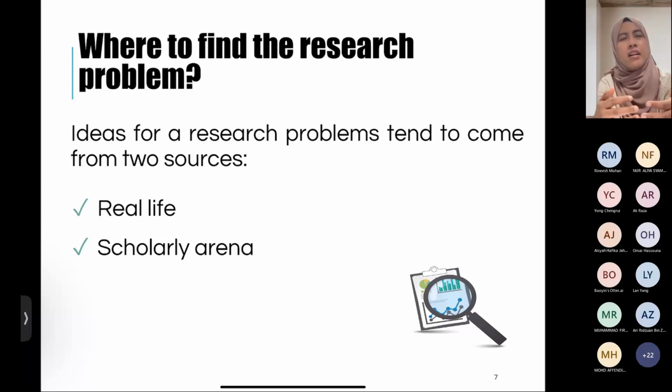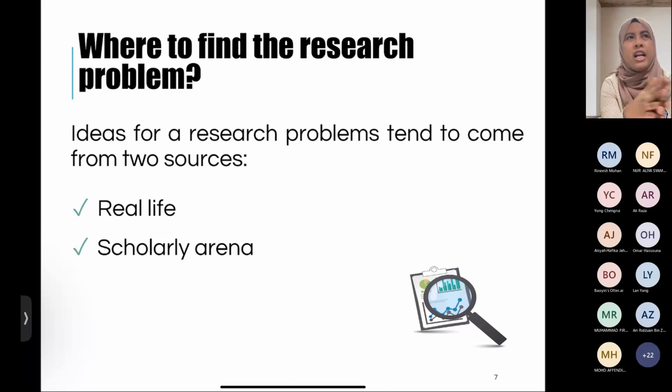When I say something that is problematic and there's research to be conducted, you need to make sure that the problem needs to be solved by a little bit of investigation in nature. But if the problem can be solved by you buying things and replacing them, that's not a research problem. Understand?